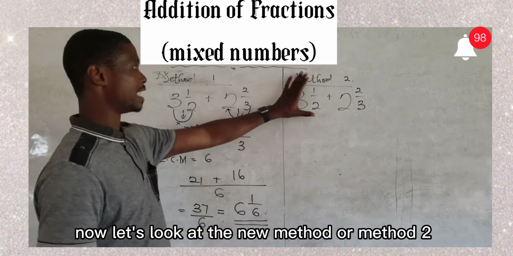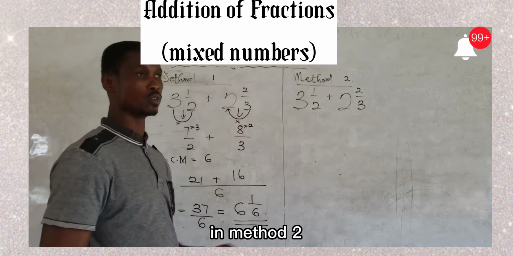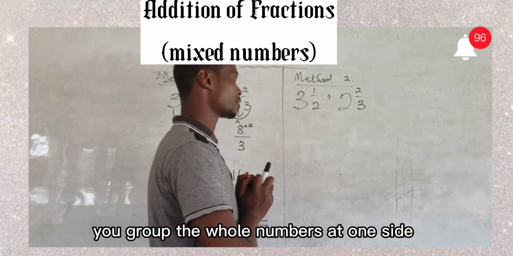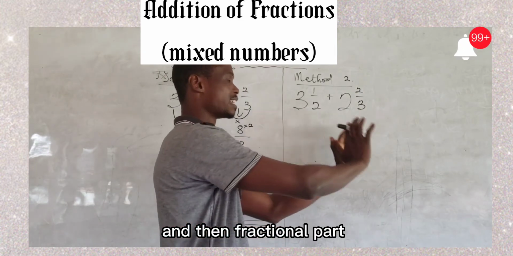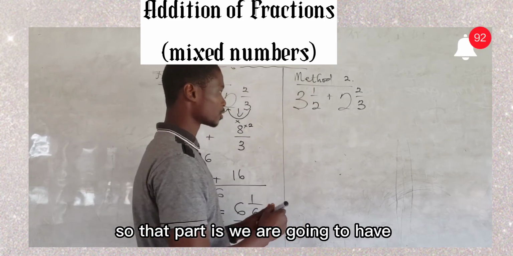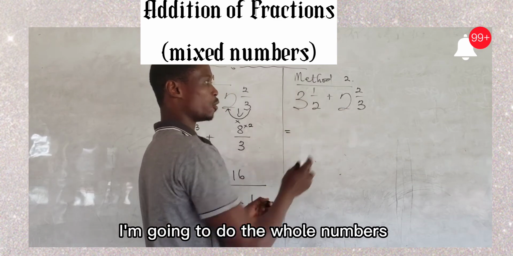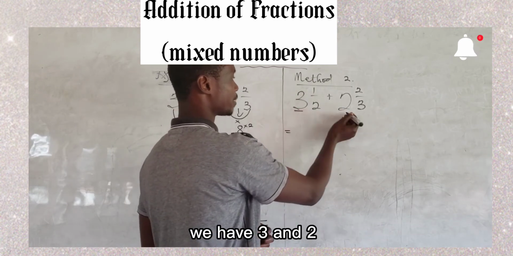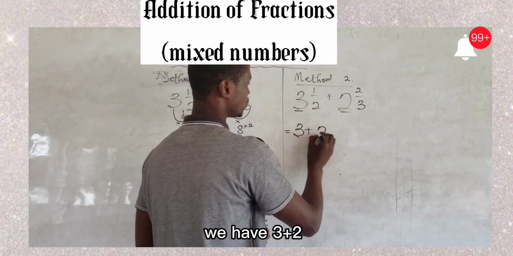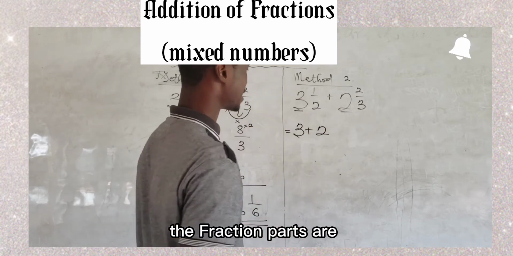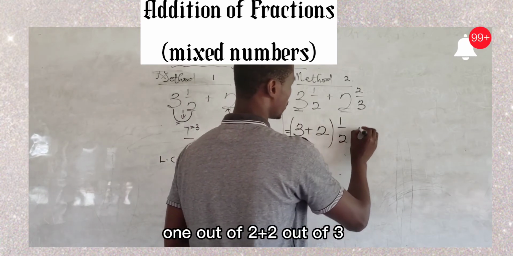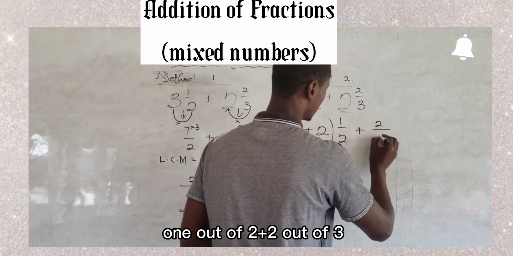Now let's look at the new method, or method 2. In method 2, you group the whole numbers at one side and the fractional parts at one side and solve them together. So let's look at it. I'm going to group the whole numbers. And what are the whole numbers? We have 3 and 2. We are going to have 3 plus 2. And our fractional parts here are 1 out of 2 plus 2 out of 3.